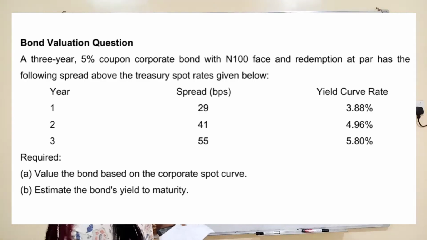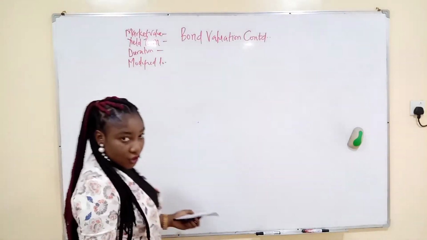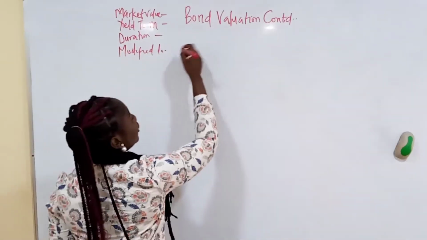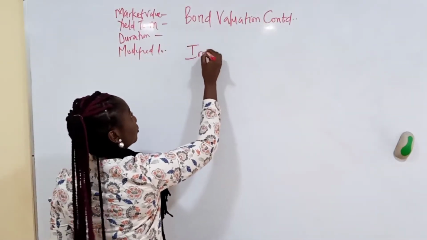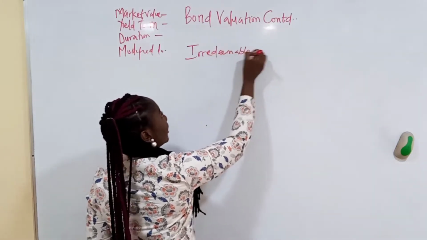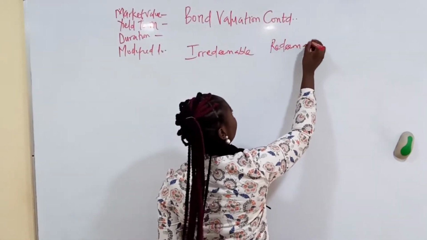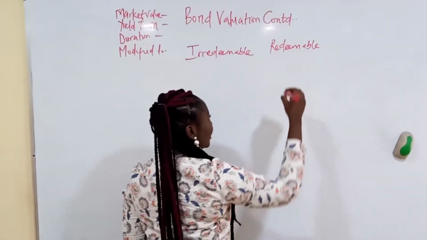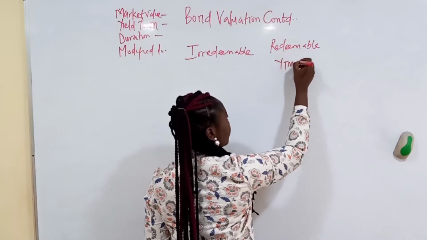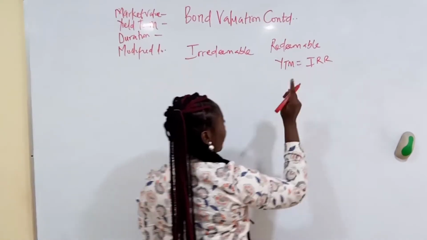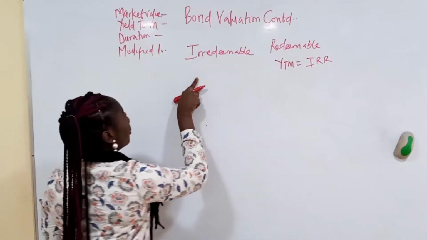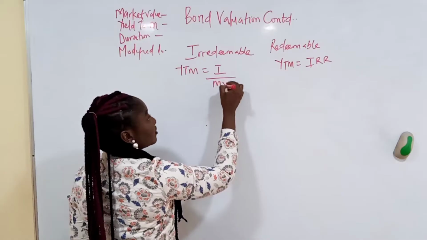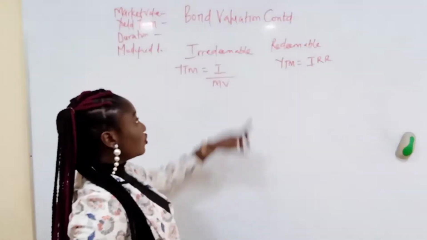So let me just briefly say that yield to maturity, like I said, is cost of debt. How do you calculate yield to maturity? A bond can be irredeemable and it can also be redeemable. For a redeemable bond, to calculate the cost of debt, which is the yield to maturity, it is the IRR. Now for an irredeemable bond, to get your cost of debt, which is your yield to maturity, it is interest over market value. Here, no tax. Don't do 1 minus T.